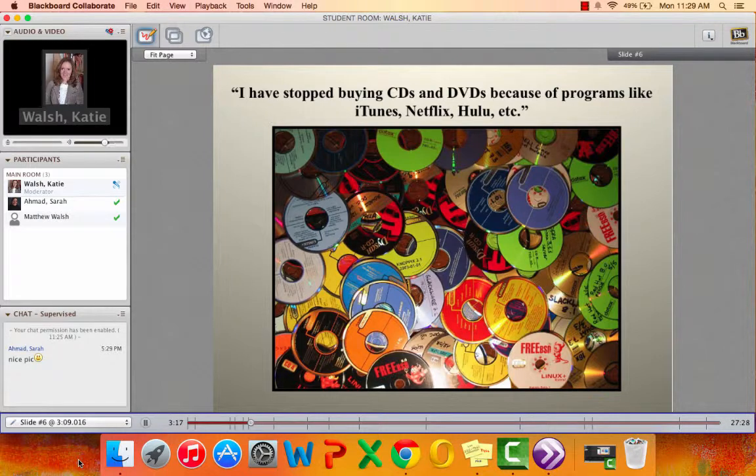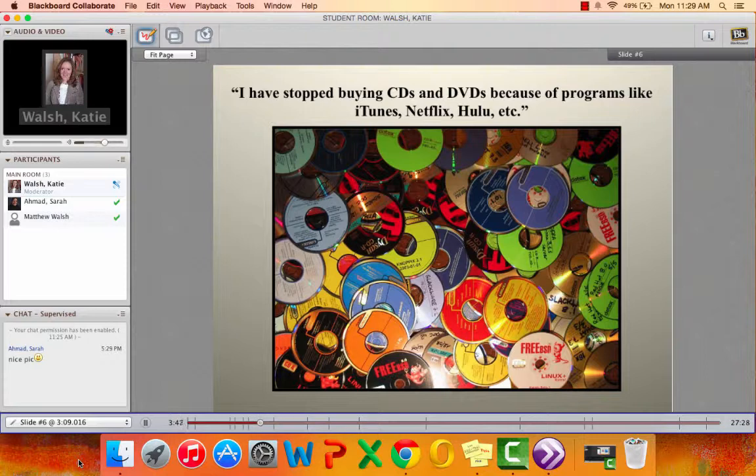I think we've adopted it maybe more than we realize. I have a couple of examples here, and if this statement applies to you, would you give me a green check? I have stopped buying CDs and DVDs because of programs like iTunes, Netflix, or Hulu. All right, 2 green checks. Would both of you go down into the chat box and give us a brief description of why you've done that?